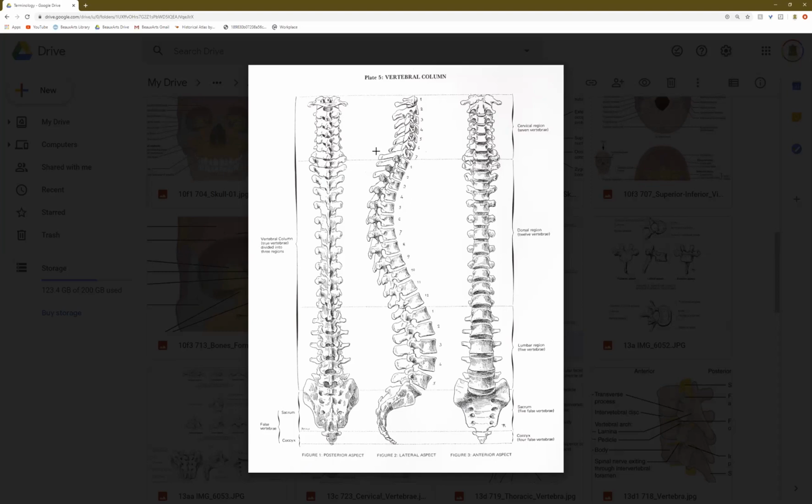We often, just in basic anatomy reference, say C7. So often in shorthand, we just call these C1, C2, C3, C4, C5, C6, C7, and the thoracic vertebrae would be T1, T2, and so forth, and the lumbar vertebrae would be L1, L2, and so forth. Okay, questions on that?